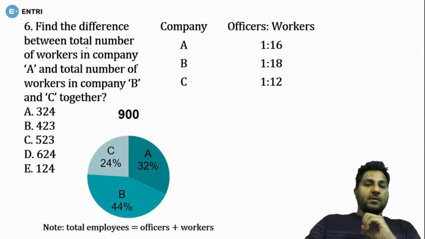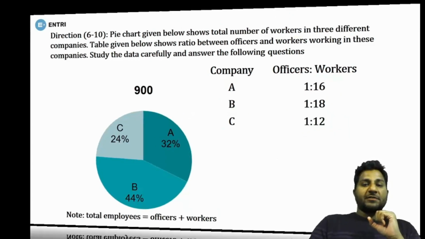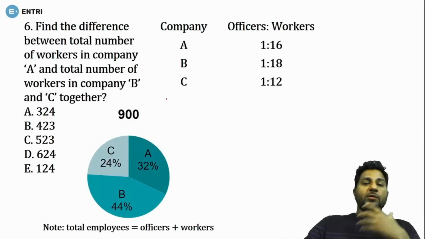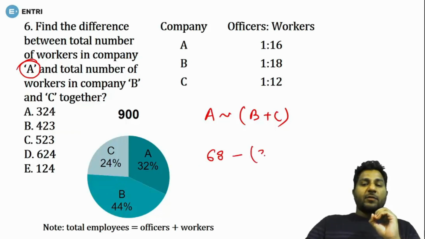Then the first question: find the difference between the total number of workers in company A and the total number of workers in company B. Look at this. The total number of workers data has been given in terms of percentage. So how are we going to do that? Basically we need to take the difference between workers in company A and B and C together. The B and C together data will become 68, and you need to subtract it from 32, and that makes 36% of 900.